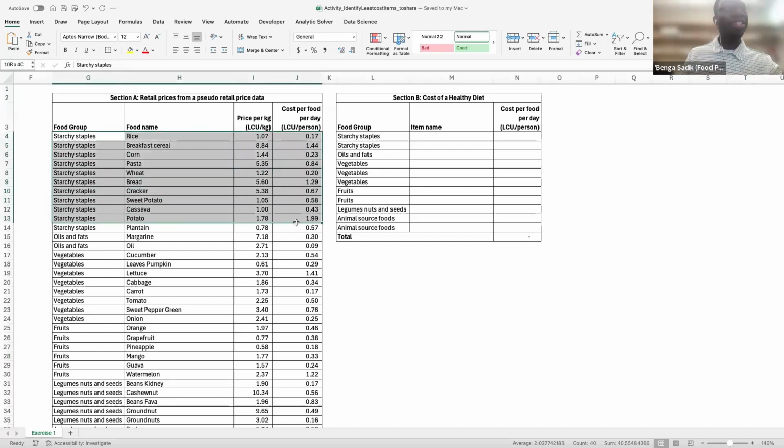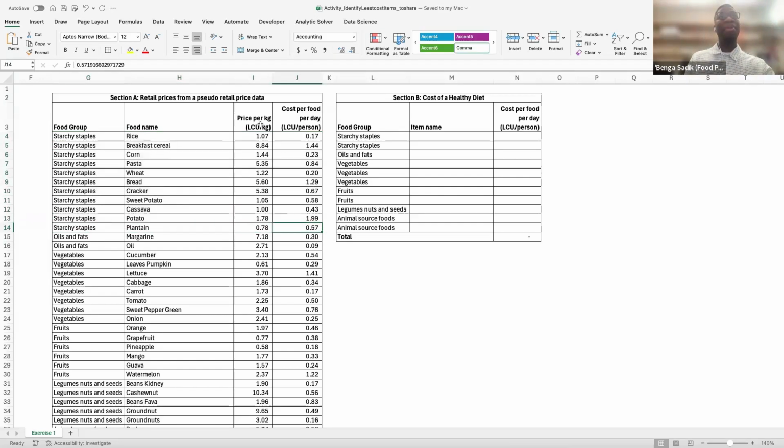If you scan through starchy staples and try to identify the least cost, remember, we started with the price per kilogram or the price per unit in our calculation, but what we use to identify the least cost is the cost per food per day. That's the daily cost per person after accounting for the edible portion, after accounting for calorie content, and after accounting for the requirements within the healthy diet basket reference.